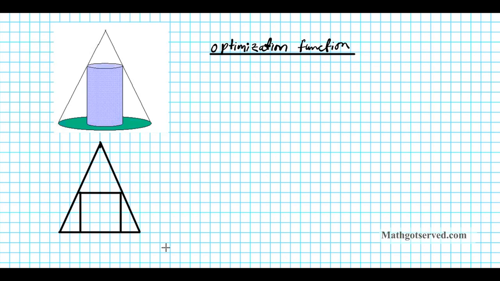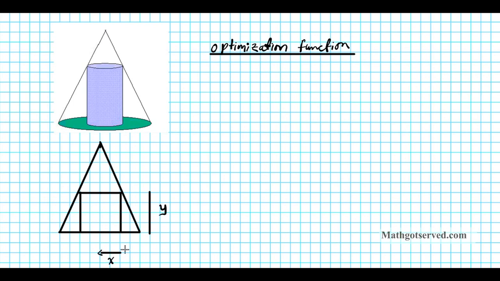Let's say that we want to call the height of the cylinder, this is the height. Let's say the height is y, and we're going to call the radius of the cylinder x. Okay? We do not know what they are yet, so we're going to use variables to represent them. So the height of the cylinder is y, and the base radius, let's call that x.